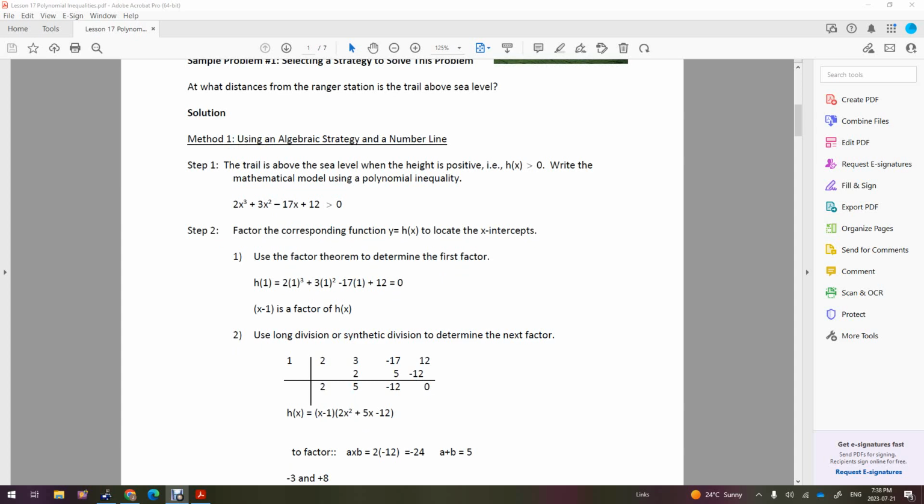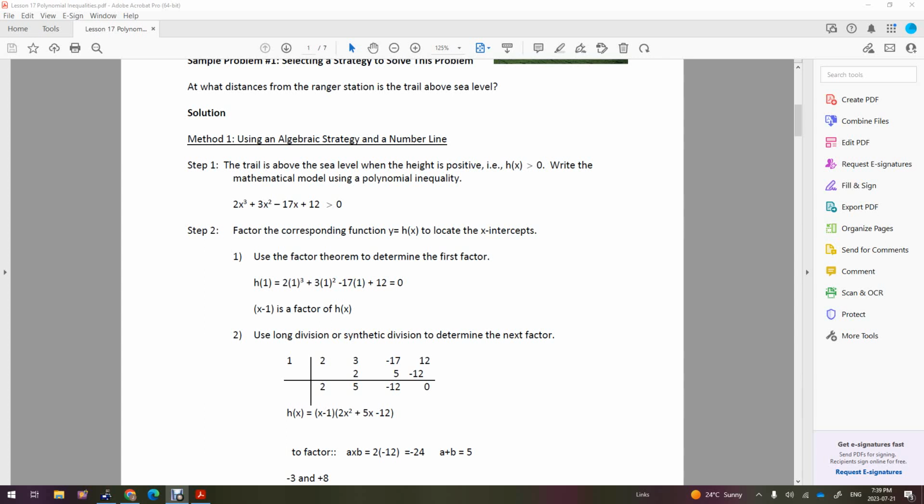So we know that the trail is above the sea level when the height is positive. That means that h at x is greater than 0. So we're going to write this mathematical model using the polynomial inequality 2x cubed plus 3x squared minus 17x plus 12 is greater than 0.